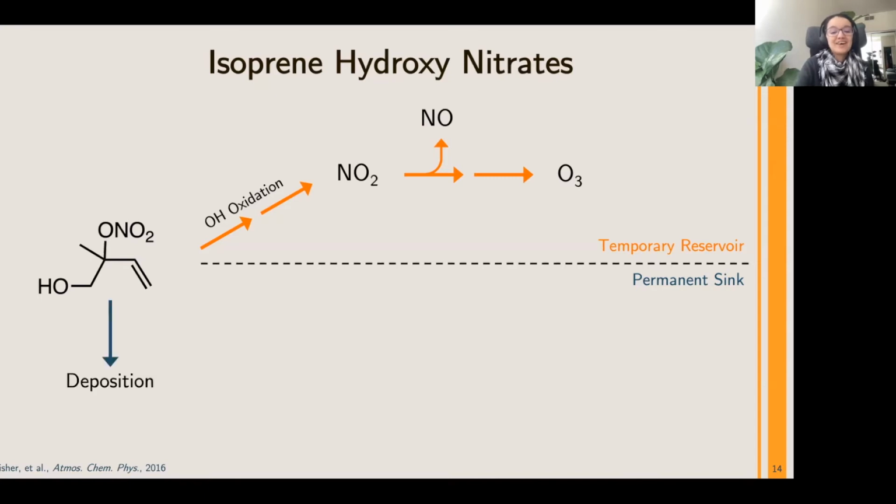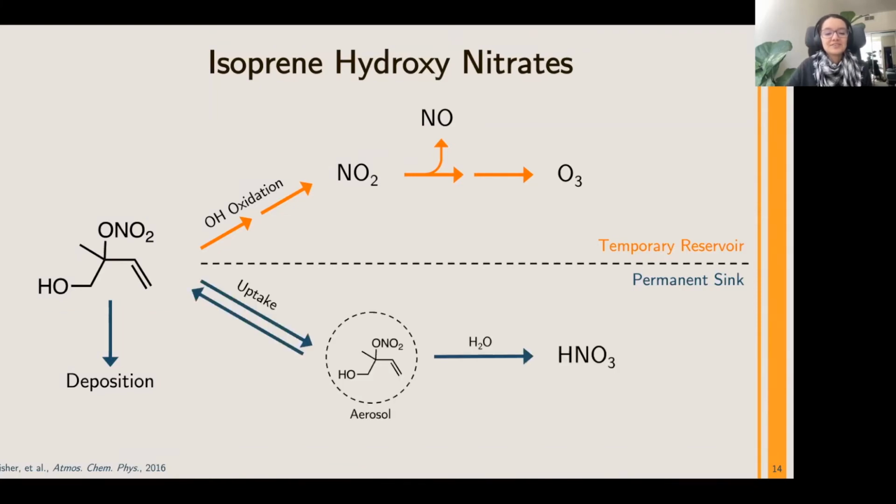Alternatively, the isoprene nitrate can eventually be deposited onto surfaces. Most compounds end up doing this in the atmosphere eventually, and this essentially acts as a permanent sink that takes away the isoprene nitrate and NOx along with it.